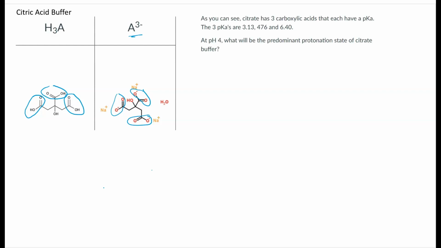And when you are trying to figure out the predominant protonated state of a buffer, the way I always do it is I start out with the fully protonated species. This is the species that will exist at low pH. Then I list all of the pKa's from smallest to largest number. So our first pKa, which is given, is 3.13. The next one is 4.76, and then the final one is 6.4.